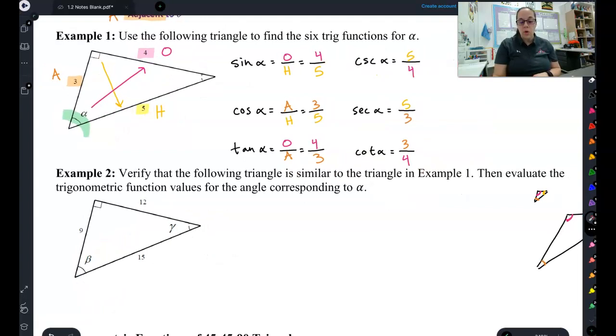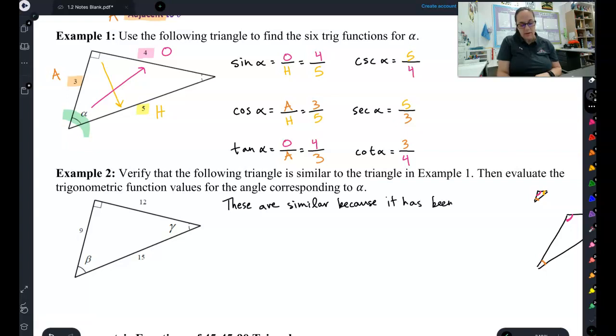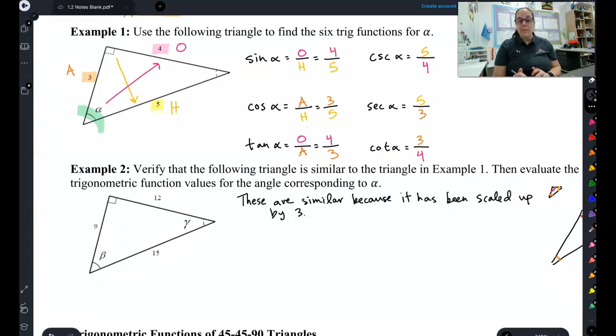So how do I know that these are similar triangles? I say these are similar because it has been scaled up by 3. That shows me that these two triangles are similar. Now that I know that they're similar, let's go through and practice our sine, cosine, tangent again.